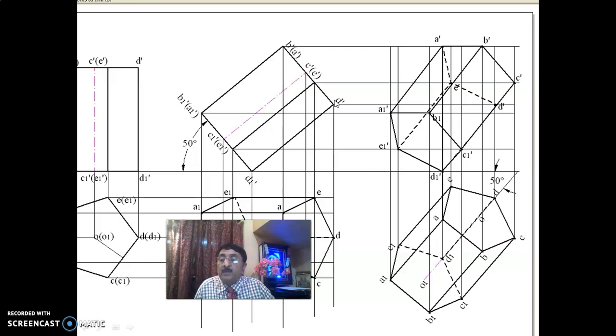Okay, in this way we have completed the session 2 on projection of prisms.